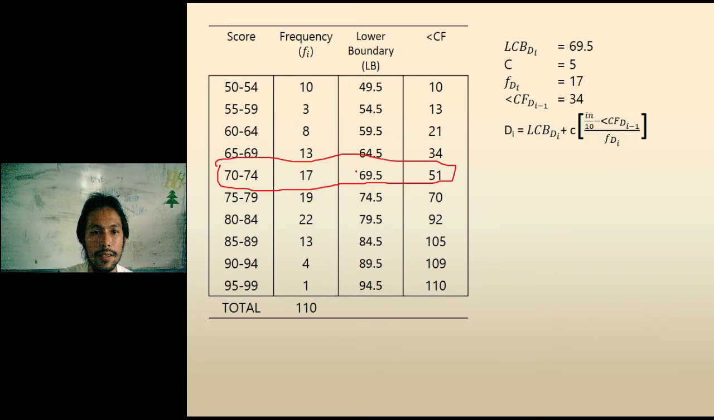The lower boundary is 69.5, the class size is 5, the frequency of the decile class is 17, and the cumulative frequency is 34.